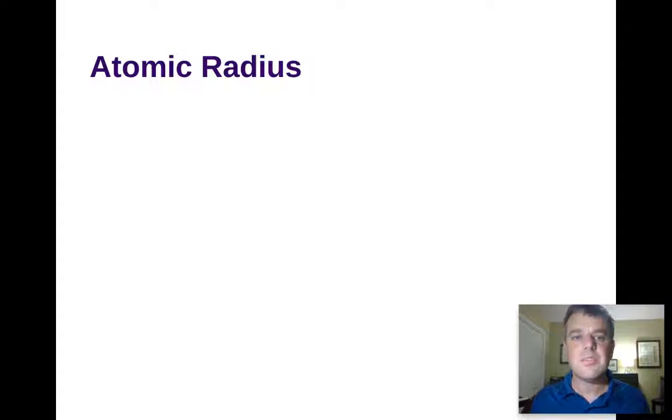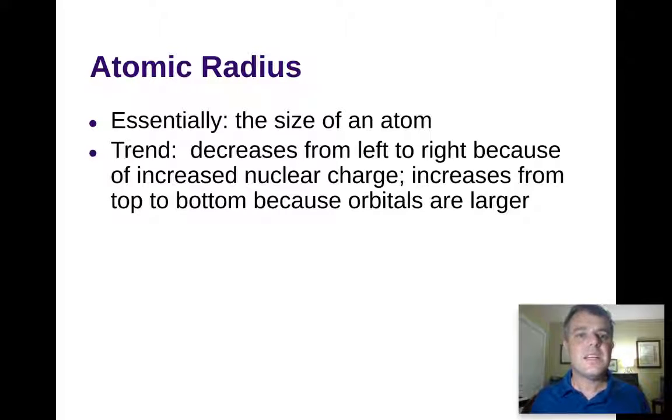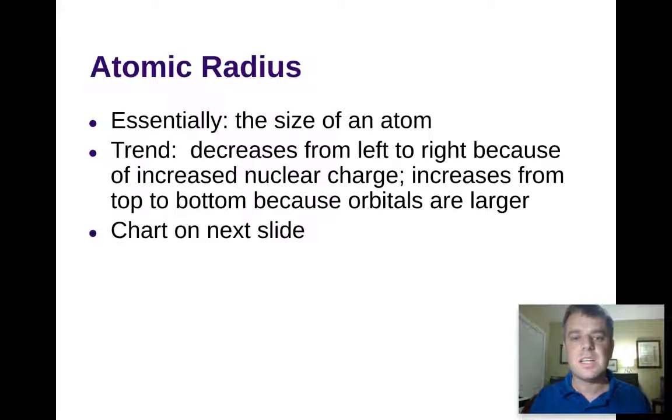So the first trend we've got is atomic radius, which is essentially the size of the atom, the distance from the nucleus to the edge of the electron cloud. The trend for atomic radius is that radius decreases as you go from left to right on the periodic table because you're increasing the nuclear charge. You're adding more protons. It pulls everything closer together. But then it increases as you go from top to bottom because you're adding new energy levels or shells that are further from the nucleus. So that's the trend for atomic radius. And there's a chart on the next slide.